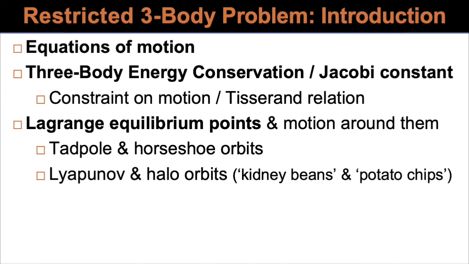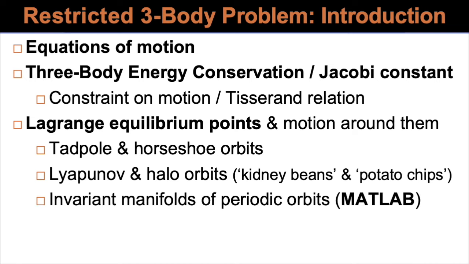And then around L1 and L2, and also L3, there can be Lyapunov and halo orbits, which have gotten a lot of press recently. And I think they look like kidney beans and potato chips. So just to get us all ready for lunch, right?